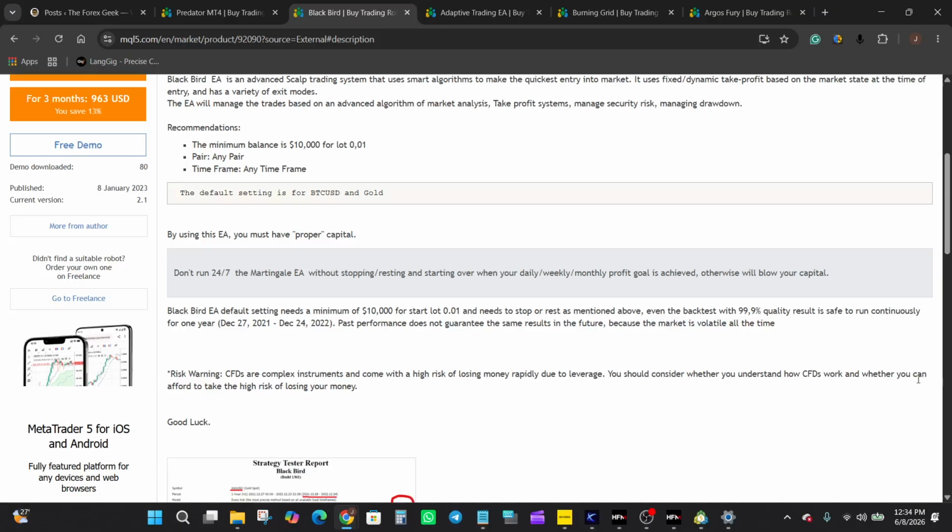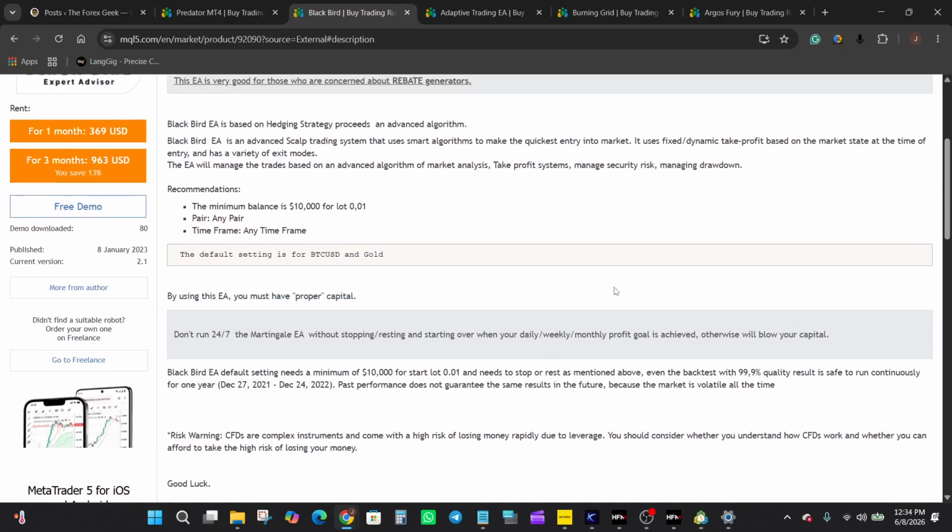Now, another important part mentioned is capital requirements and usage guidance. The developer highlights that this EA is designed for larger account sizes and should not be run continuously without breaks or proper profit taking discipline. So this is clearly positioned as a system that requires active monitoring and proper risk management rather than a fully passive setup.